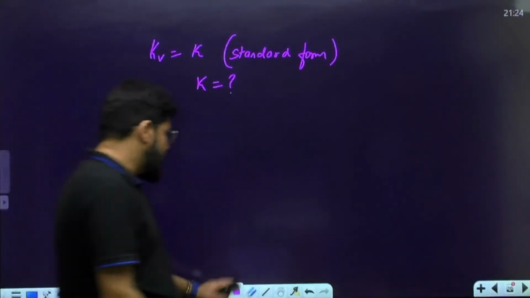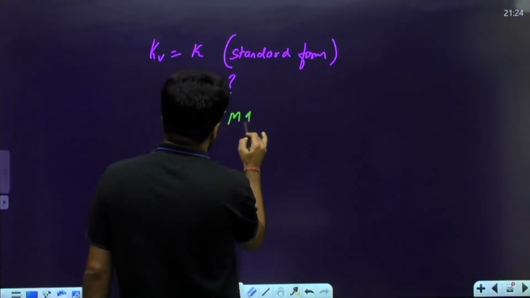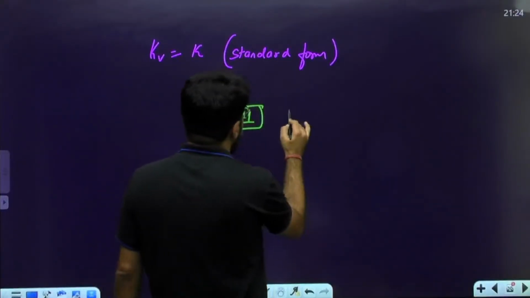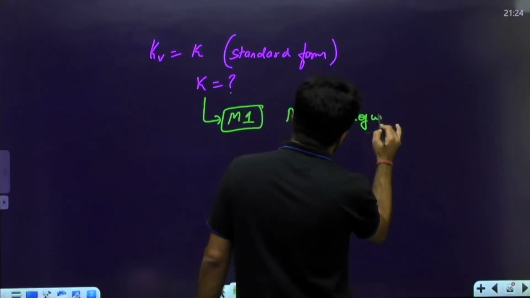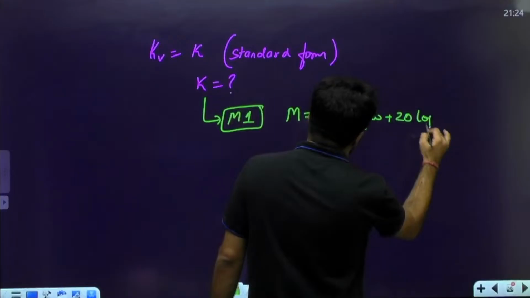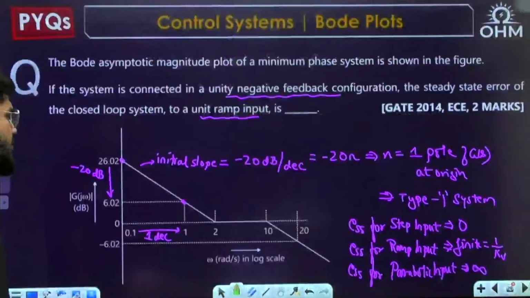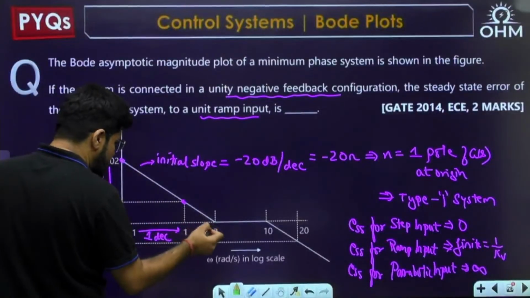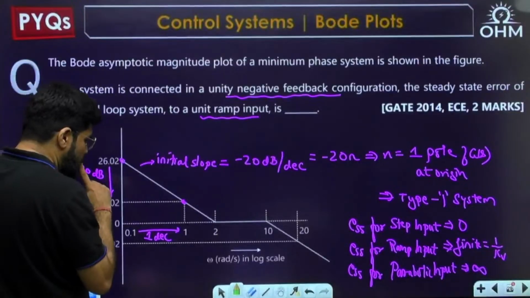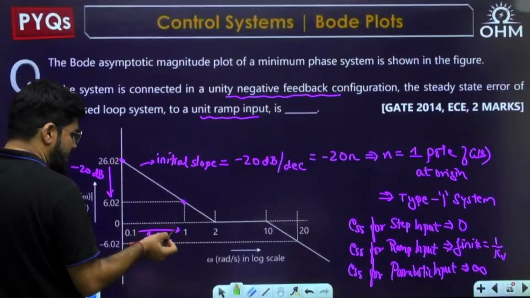Now, I'll tell you 2 methods for k. One was already told. Method number 1 for k: the initial part formula. Magnitude is minus 20 n log omega plus 20 log k. So what I can do is, this is the initial part. Now you see, at omega equal to 1, the magnitude is 6. Let's use this point. Maybe k will come from here.